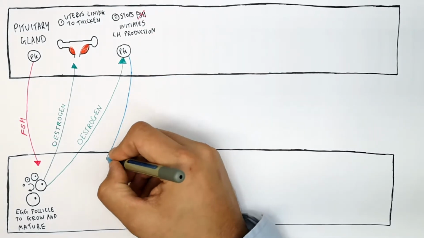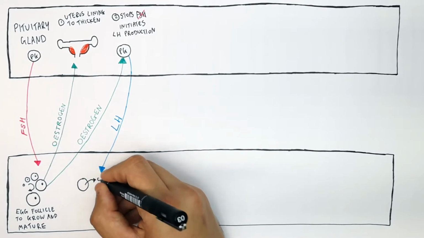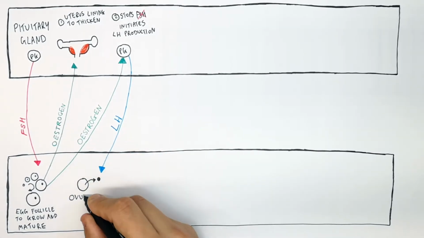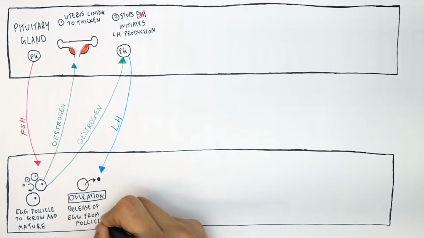So LH now goes back to the egg follicle in the ovaries, and this stimulates ovulation, which is the release of an egg. So ovulation is stimulated by LH, which is the release of an egg from the egg follicle.